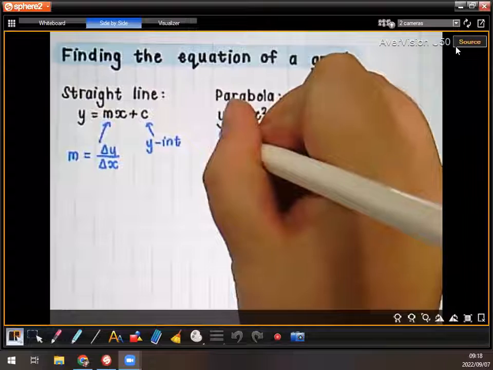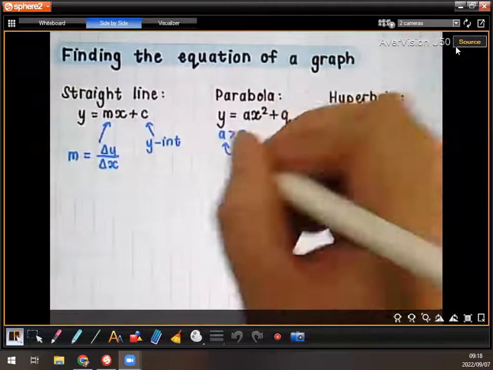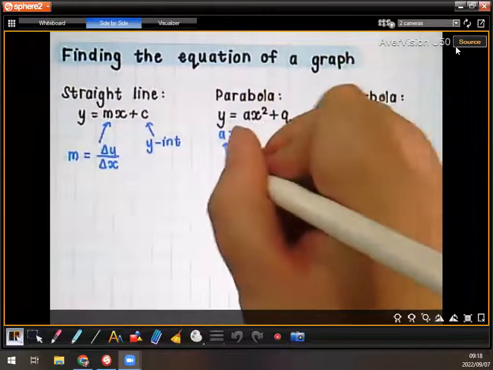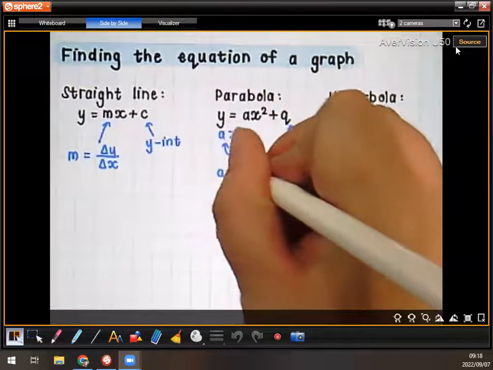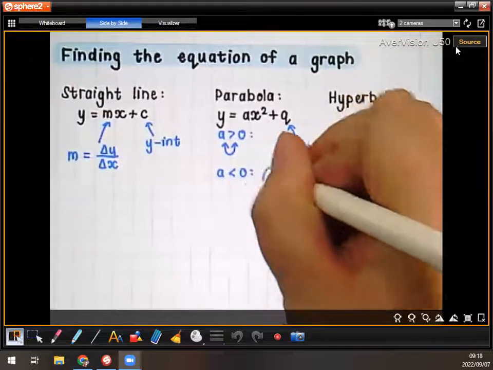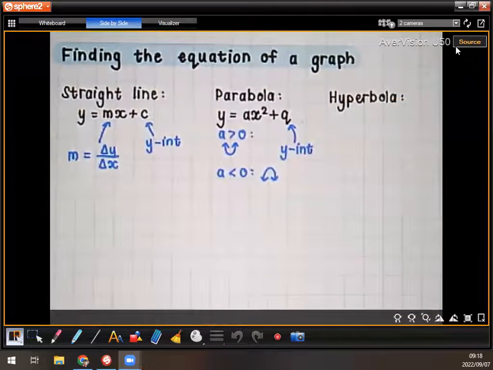If A is positive, the graph is going to look like this. And if A is negative, then the graph is going to look like this. So you can tell what the sign of A has to be by looking at the graph. But yeah, I'll show you a method for calculating A when we're doing it. There isn't like a set formula to calculate that.